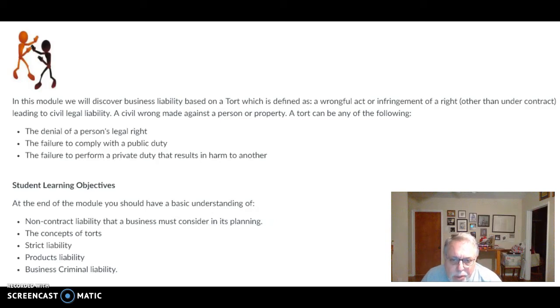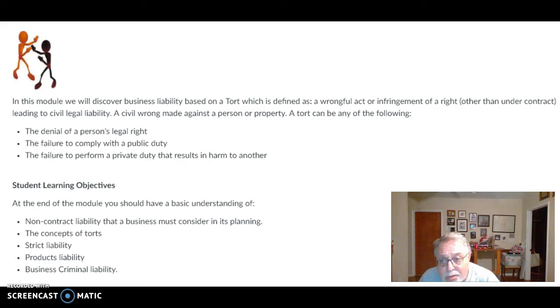It can be against a person, it can be against property, and what we're basically looking at here is, in a business setting, how can the actions of either your business, yourself, your employees, or how your product affects people create liability? This is important for planning in your business.